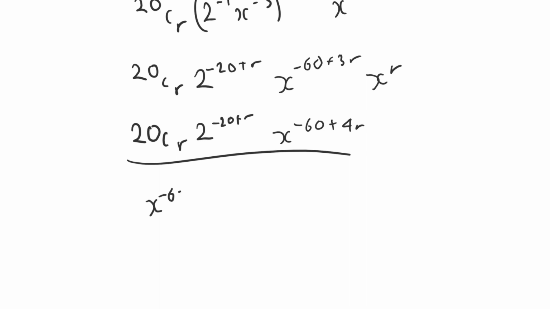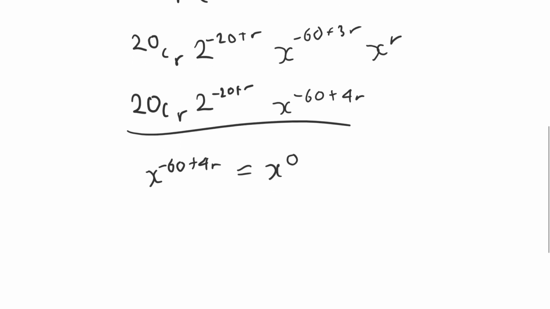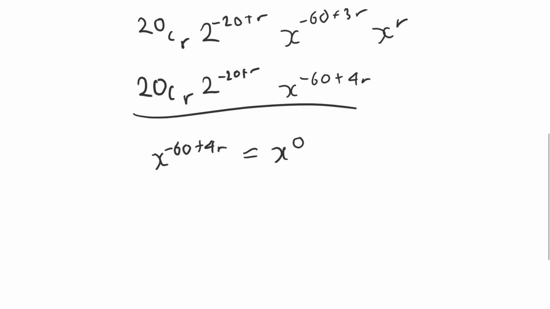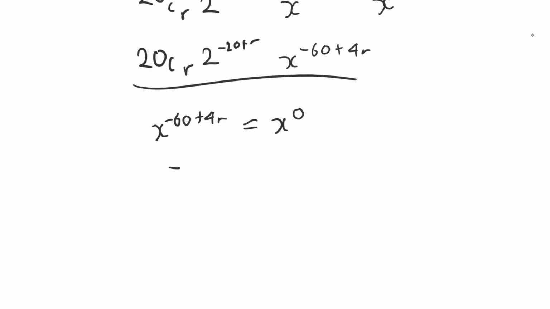x to the minus 60 plus 4r is equal to x to the power of 0. This is because we are trying to find the constant, and the constant term is x to the power of 0, which is just an integer. So now, actually no, I'm going to make this minus 60 plus 4r is equal to 0. I've just cancelled out the x's here, and I'm going to take this 60 to the other side, and I get 4r is equal to 60, and therefore r is equal to 15.